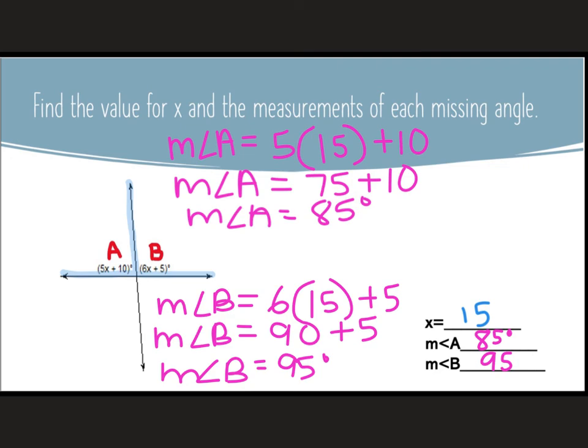Now remember, you can always check this. We said in the very beginning that adding together measure of angle A and measure of angle B should equal 180 degrees. Well, 85 plus 95 gets me my 180. So you can always check your work to make sure you got the angle measurements correct.